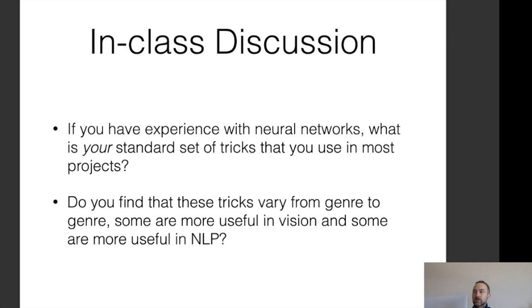Okay, so that's all I have for today. For the in-class discussion, I would like to discuss, if you have experience with neural networks, what is your standard set of tricks that you use in most projects? And particularly if you've used neural networks that vary from genre to genre, some may be more useful in one area, such as vision, and some may be more useful in another area, such as NLP. What are they? Why do you think this is?